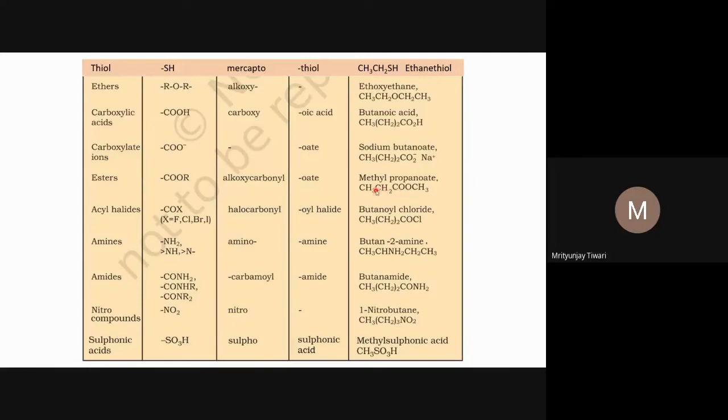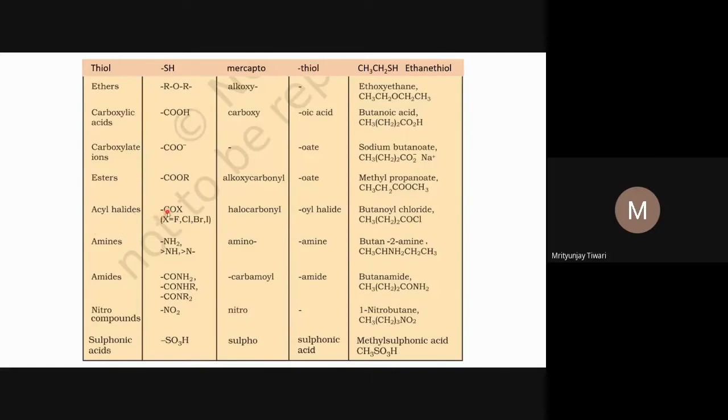So if there are any branches in this compound, those branches will be shown as a prefix for this compound. These are very simple examples. We'll see a bit more complex examples a little later on. For now, you just learn how to write the names of very simple compounds. We will see the complications as we proceed further.